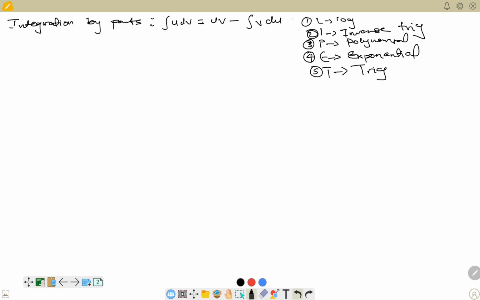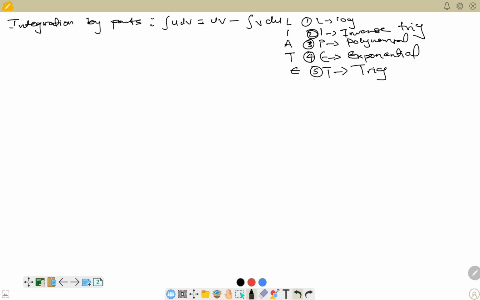Some people call this LIATE. Simple. L is still logarithmic, and I is still inverse. A is algebra, which is the same as polynomial. And then T is trigonometry. So now we see that when we are using LIATE, the trigonometric function comes first while the exponential comes last.